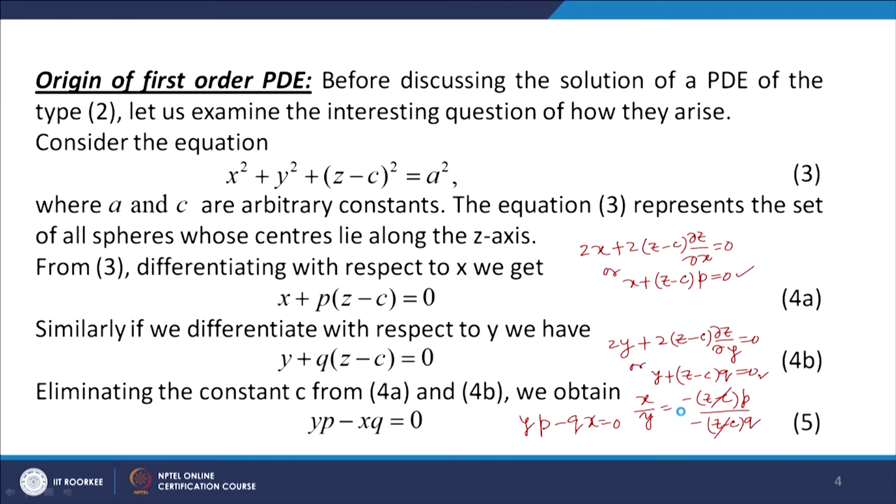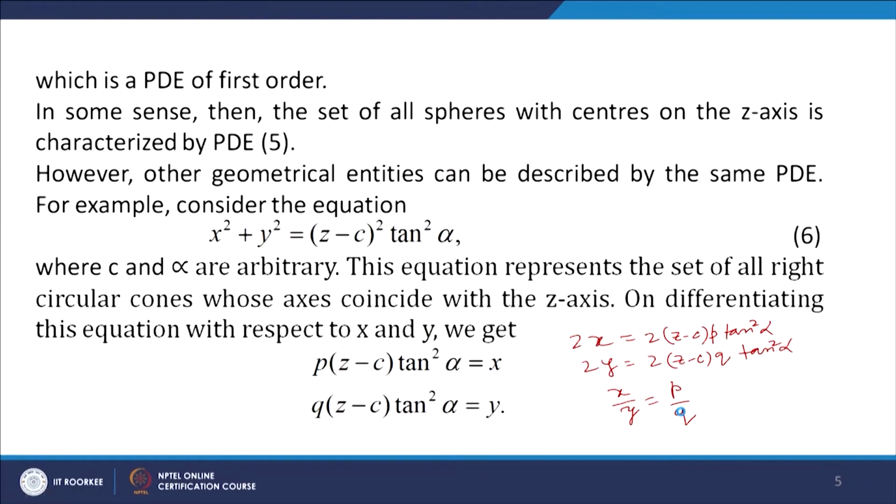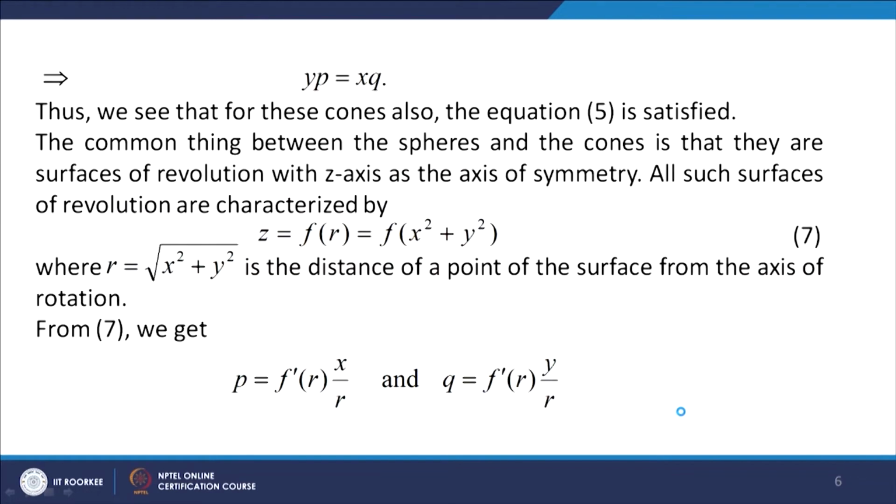So, here we get again the same partial differential equation, y p minus x q equal to 0. Thus, we see that for these cones also the equation 5, that is y p equal to x q, is satisfied. The common thing between the spheres and the cones is that they are surfaces of revolution with z axis as the axis of symmetry. The sphere can be generated with z axis as the axis of symmetry, and similarly the right circular cone can be generated with z axis as the axis of symmetry.